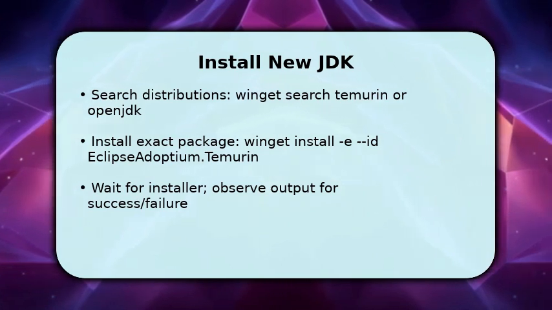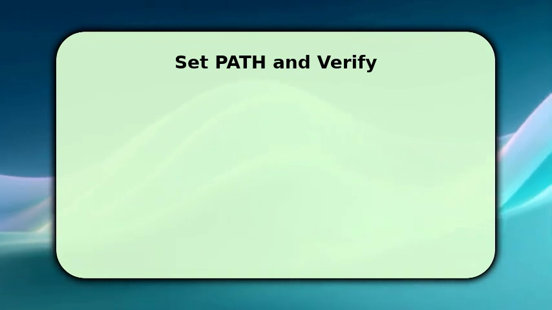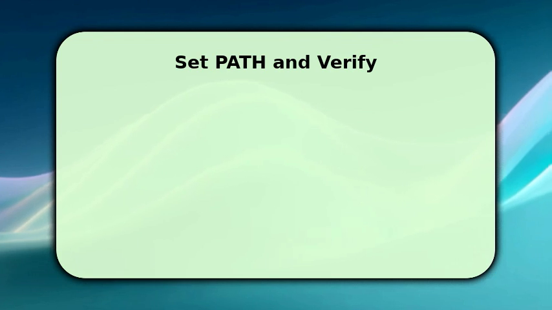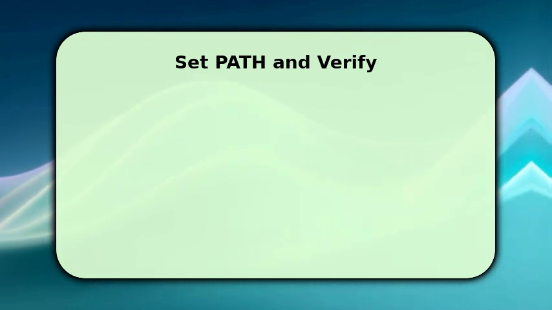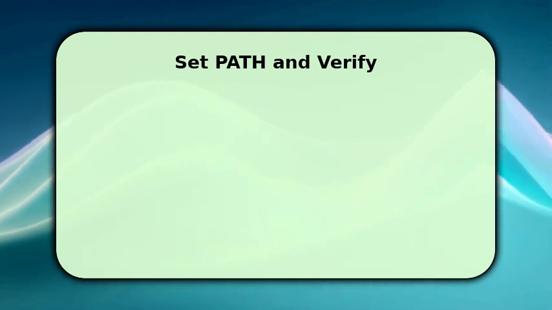Use setx -m JAVA_HOME "C:\Program Files\Eclipse Adoptium\jdk..." with the real installed folder, then setx -m PATH "%JAVA_HOME%\bin", so new shells inherit it.